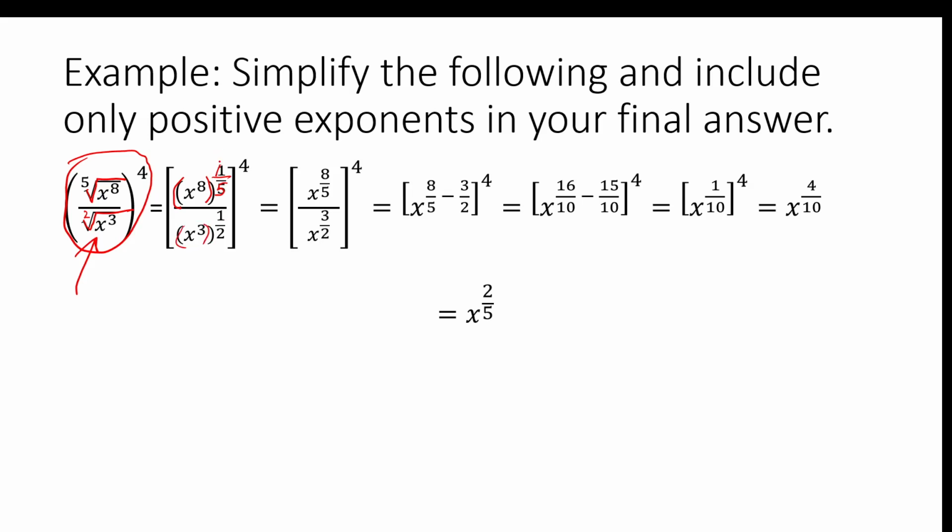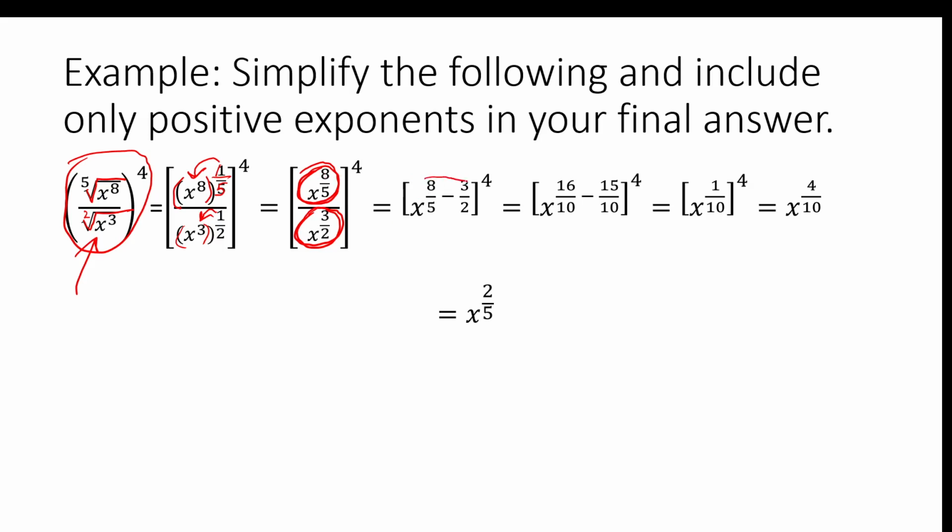Now we can take that 1/5 and multiply it by the 8, and it becomes 8/5. So we have x to the 8/5. We can take that 1/2, multiply it by the 3, and it gives us 3/2. So we have x to the 3/2 down below. Now we have a fraction where we're dividing a couple of powers, and the bases are the same. So we can simply subtract those exponents.